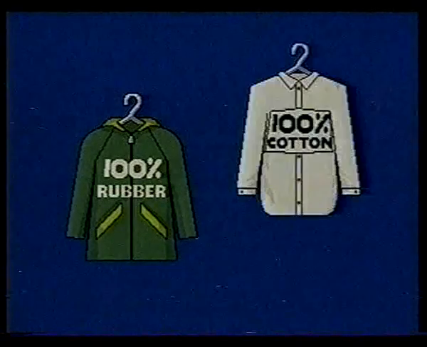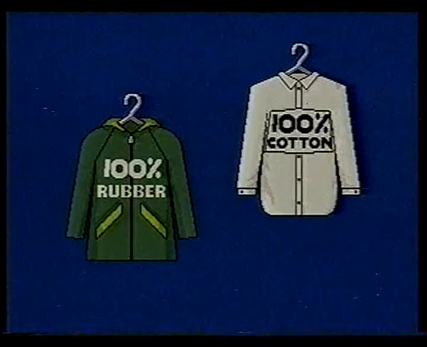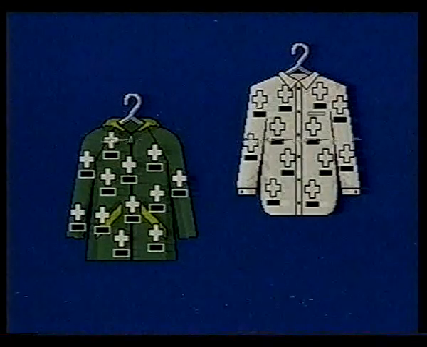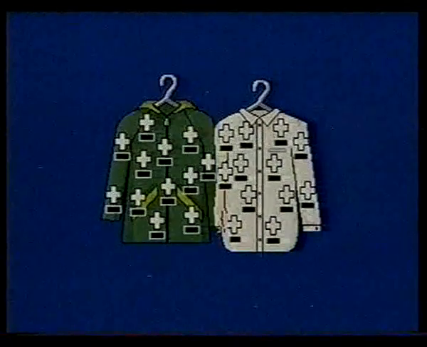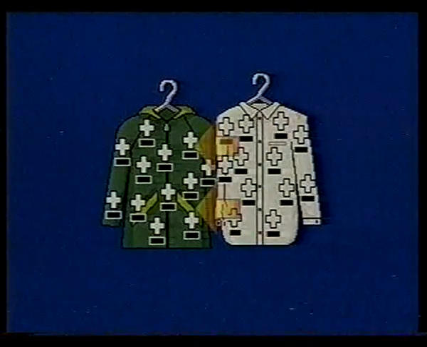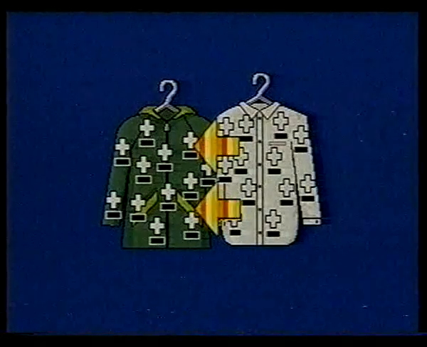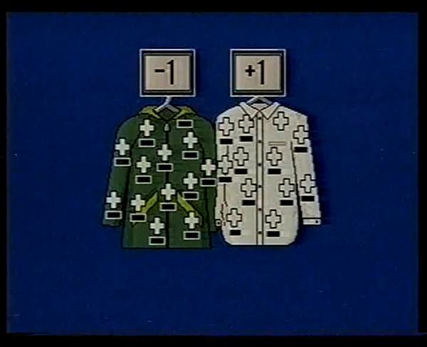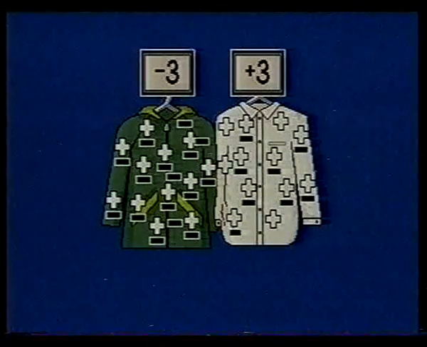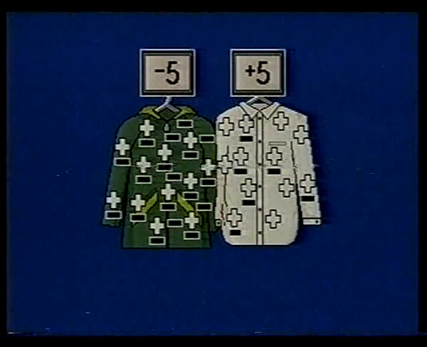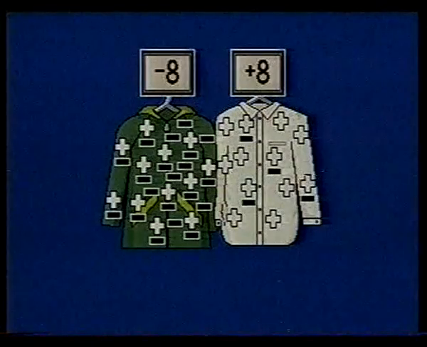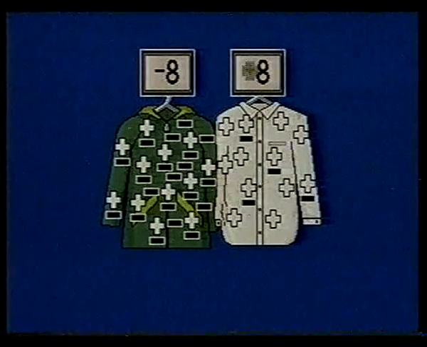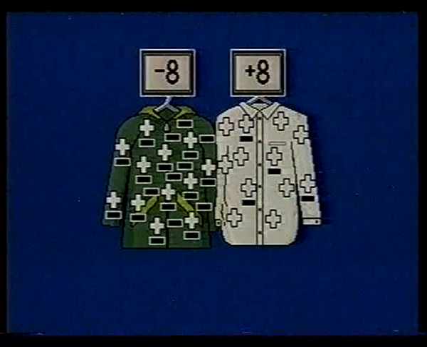Suppose you decide to wear a rubber raincoat over your cotton shirt. Again, the initial electrical charge on both garments would be neutral. Now, rubber has a stronger attraction for electrons than cotton. As a result, the electrons transfer from the shirt onto the rubber raincoat. The raincoat now has a negative charge, and the cotton shirt a positive charge.